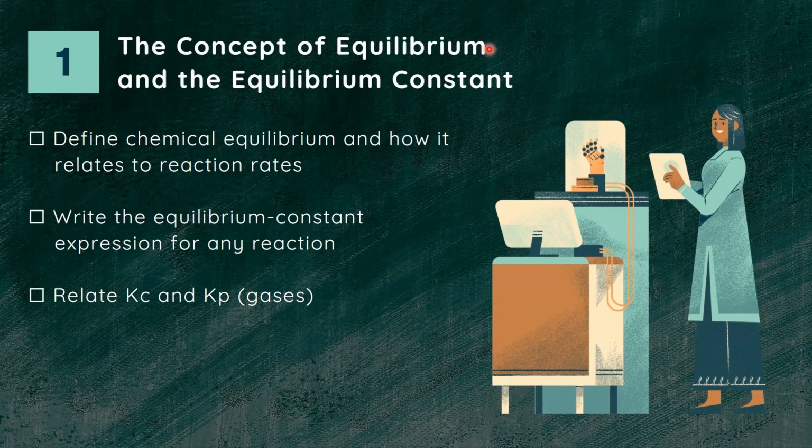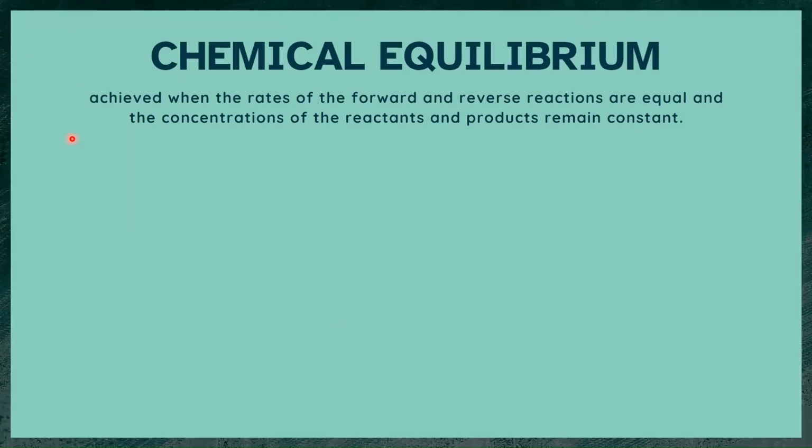and the equilibrium constant. Chemical equilibrium is achieved when the rates of the forward and reverse reactions are equal and the concentrations of reactants and products remain constant.